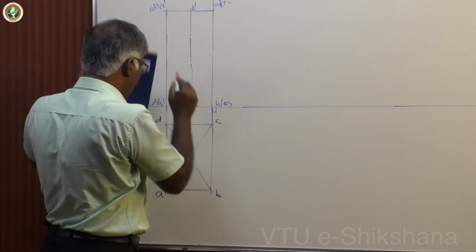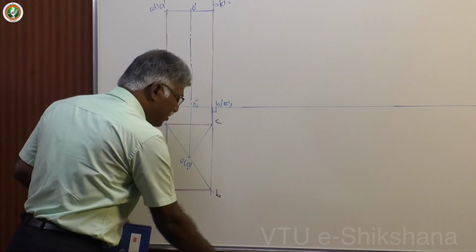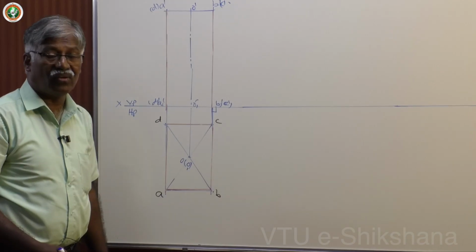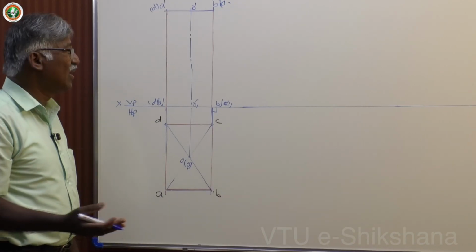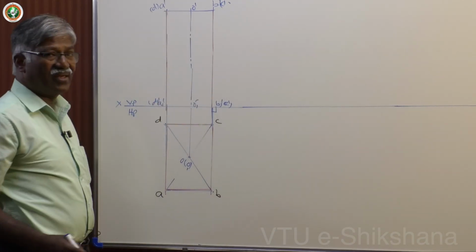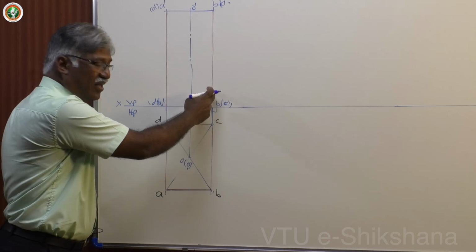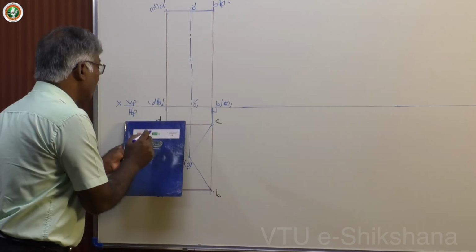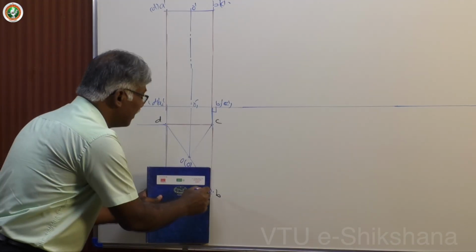It's a typical problem wherein the larger rectangular face is inclined at 30 degree to HP. It is as good as giving axis inclined at 30 degree to HP. If this is inclined at 30 degree, this also assumes 30 degree. Now dimensioning, as usual, you keep the dimensioning.